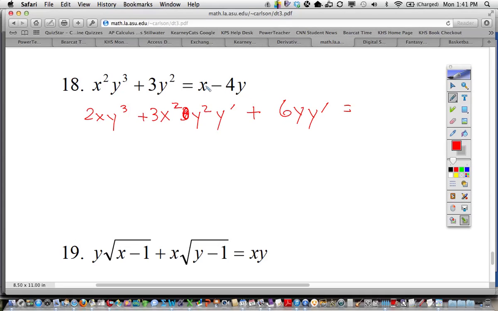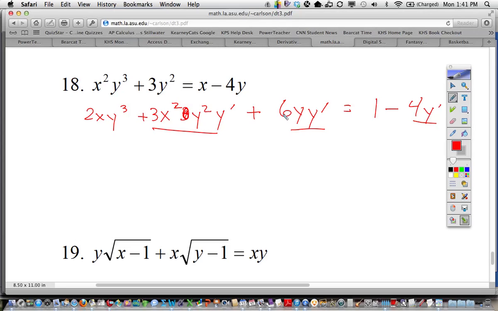Equals 1 minus the derivative of 4y, which is 4, and then tack on the y prime. So you'd have 1, 2, 3 terms that have y prime in it. So they all need to get together. Those two are already on the left side, so swing that one over, move that one to the other side. Okay, and then go about your business of factoring out the y prime and going from there.